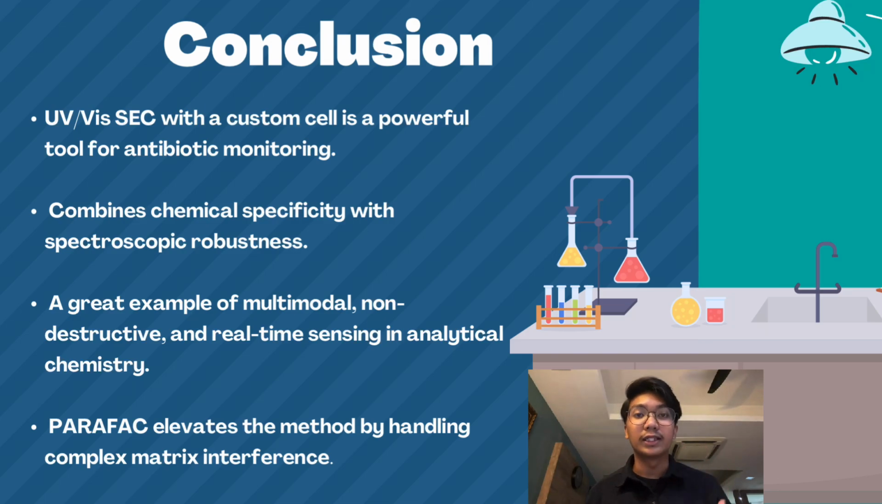So, in conclusion, this study shows that UV-Vis spectroelectrochemistry, especially with a well-designed SEC cell, is a powerful tool to detect ofloxacin in urine. It combines chemical specificity with spectral and electrochemical data, giving accurate results even in complex samples. By using PARAFAC, they solved the problem of overlapping signal and made the method much more reliable. This approach could be applied not just in clinical drug monitoring but also in environmental analysis in future.